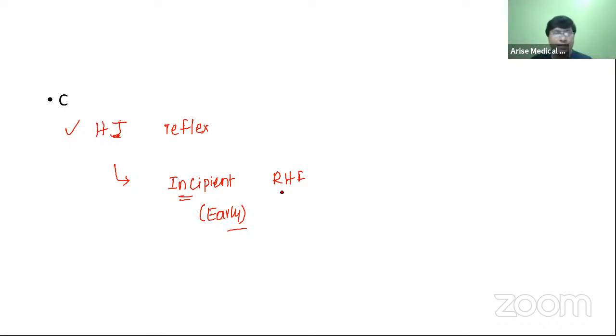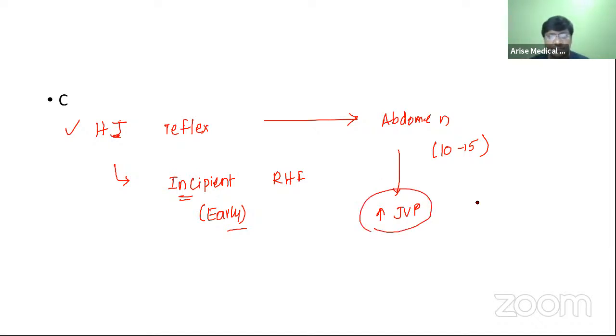What you have to do is apply pressure over the right hypochondrium for nearly 10 to 15 seconds. And what will you notice? There will be a rise in the JVP. If the JVP is only transiently raised, then it is a normal phenomenon.